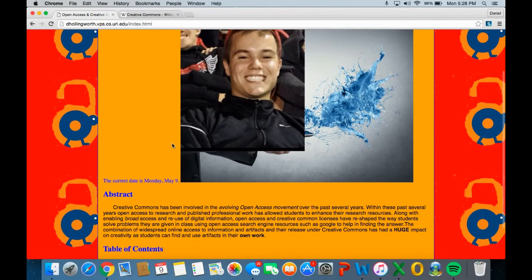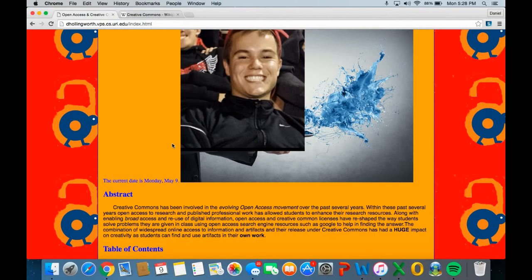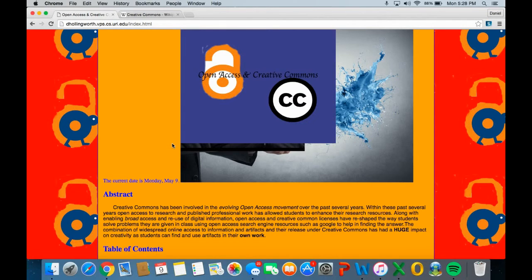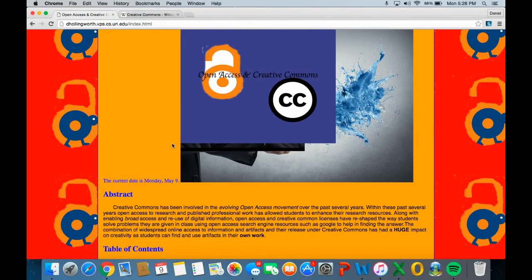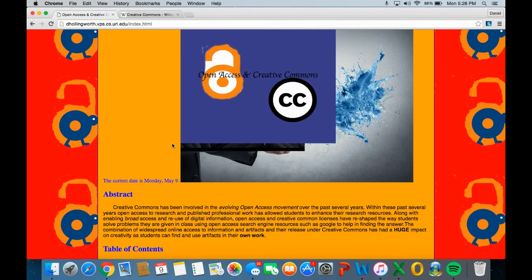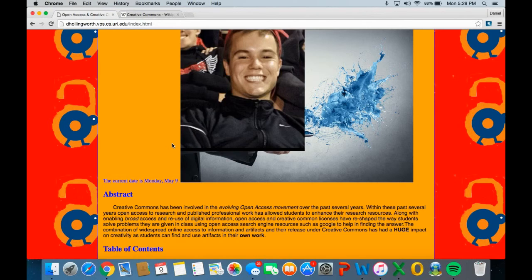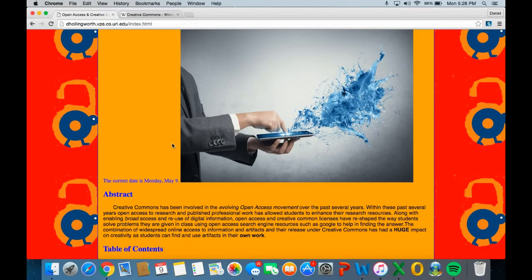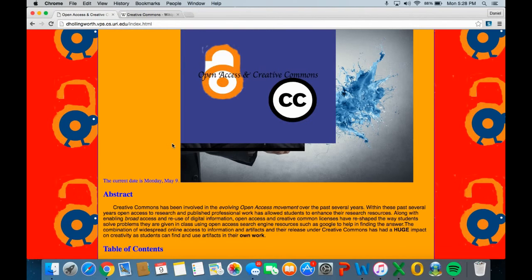Now moving on to the abstract of Open Access and Creative Commons. Open Access and Creative Commons has allowed students to enhance their research along with professionals, and it's enabled broad access and reuse of digital info. It has made a huge impact on creativity as students can find and use artifacts in their own work. Now, this doesn't only pertain to students, this also pertains to professionals, especially in the science field.